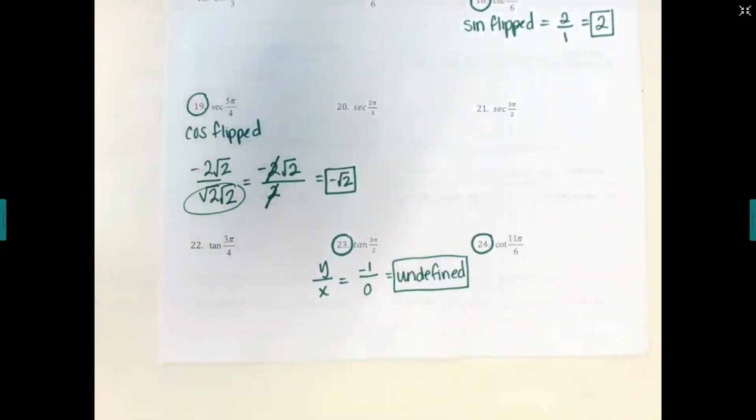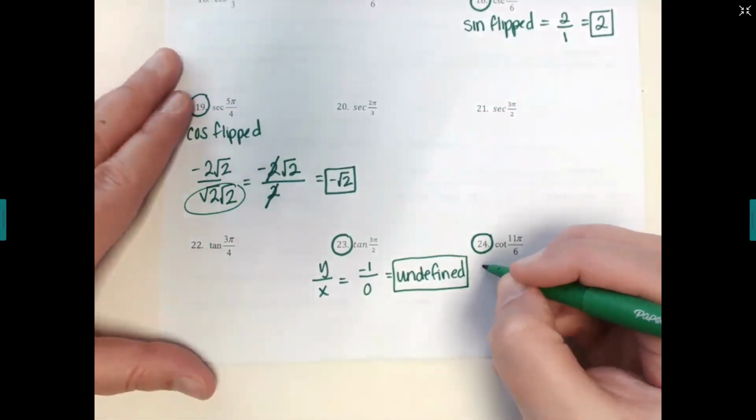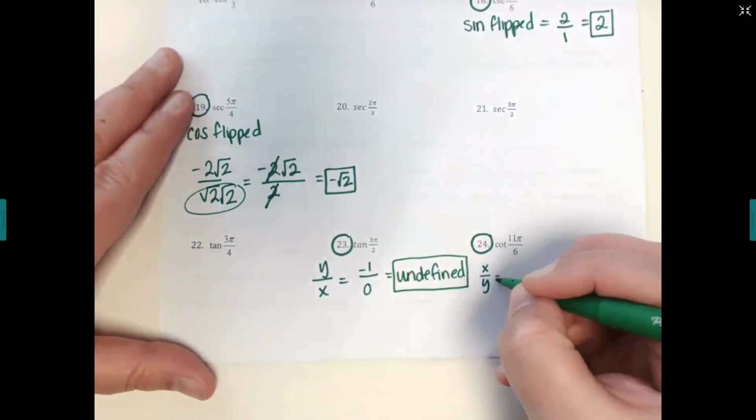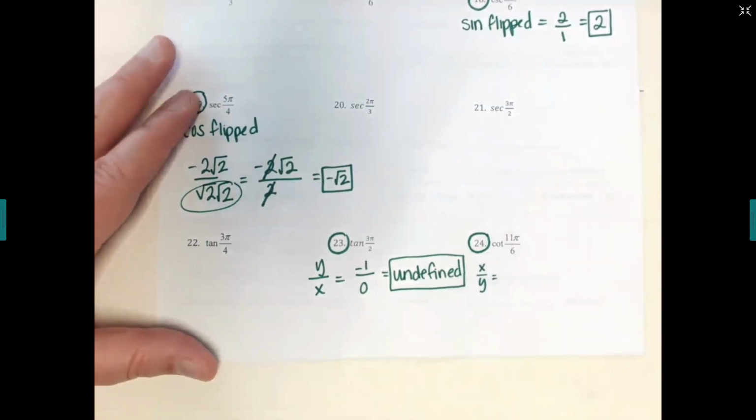Last one like that, number 24 is a cotan. How do I divide for cotan? Instead of y over x, it should be what? X over y. So find 11 pi 6 for me, please.